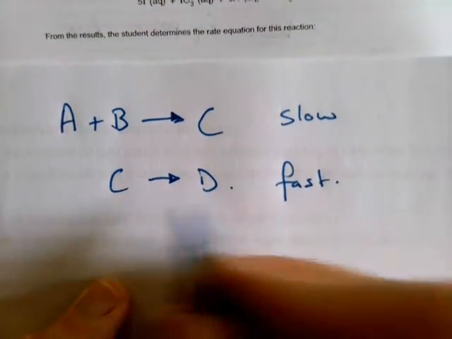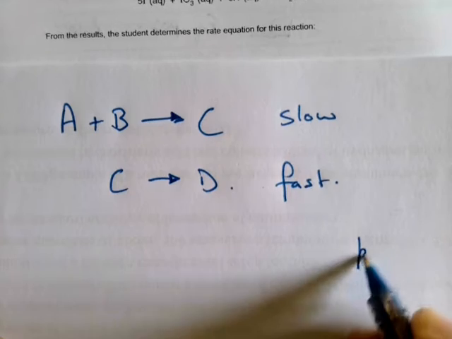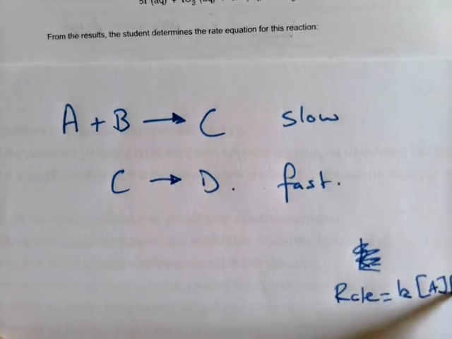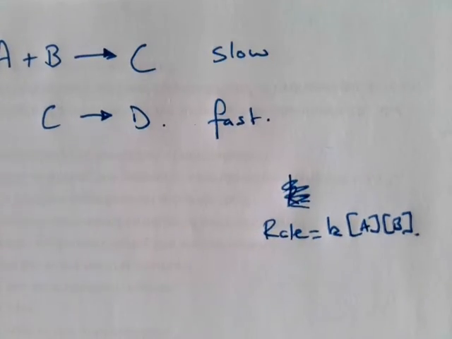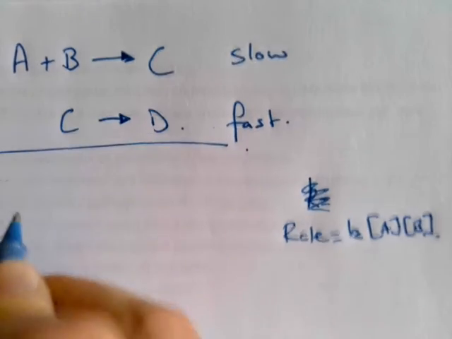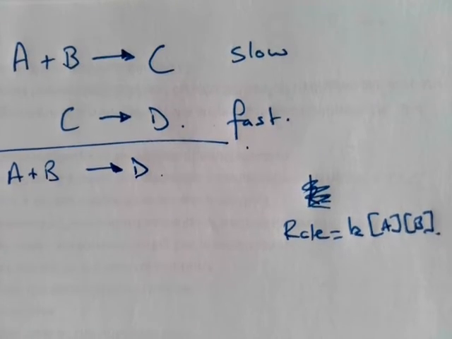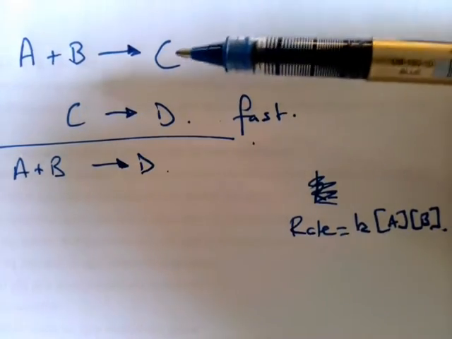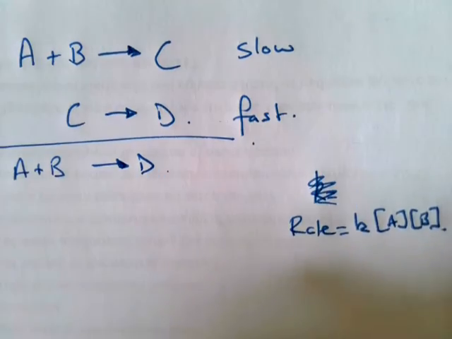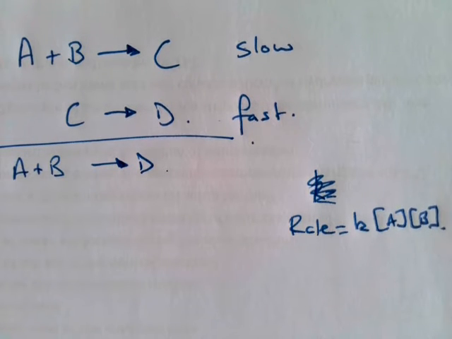Now you'll remember that for this situation, we can write down that the rate equals k[A][B]. Rate equals k[A][B]. Okay? And we know that the overall equation is going to be A plus B goes to D. All right, so the 2 conditions that we need to satisfy are that the 2 steps in the mechanism combine to make the overall reaction, and the rate equation matches the slow step. Okay?